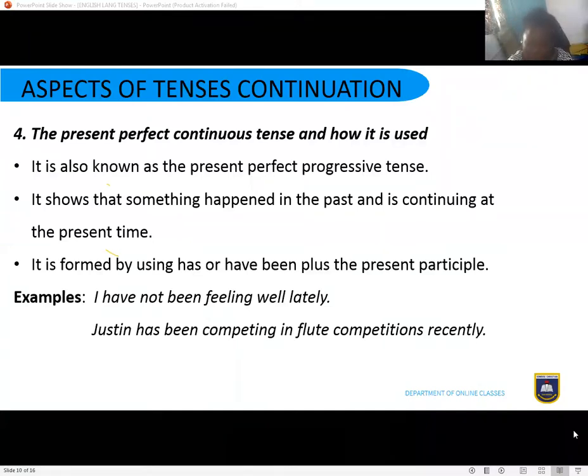Now let's look at the fourth point, the fourth thing that we'll look at under the present tense. That is the present perfect continuous tense and how it is used. Good. Now, what is the present perfect continuous tense?